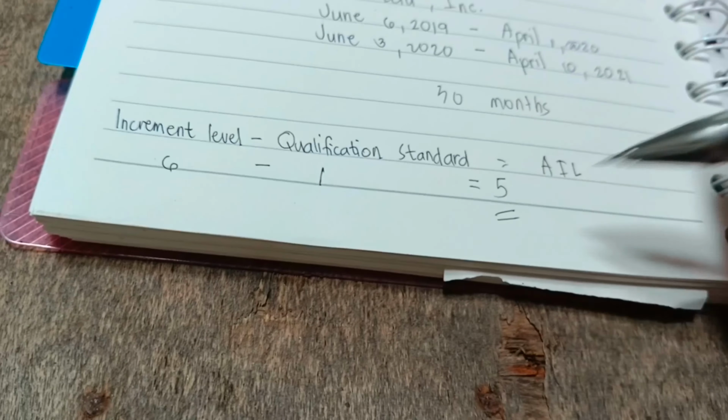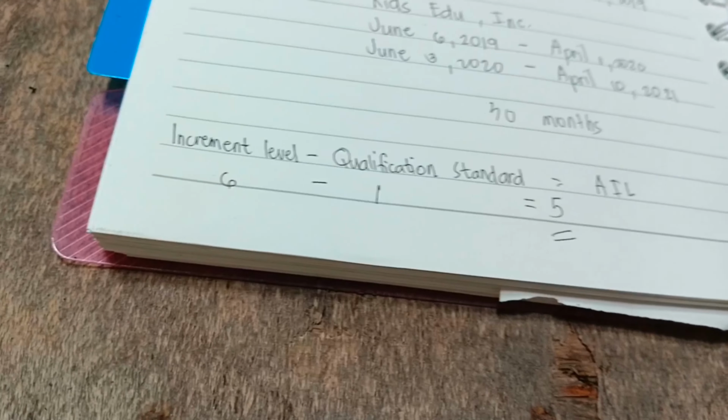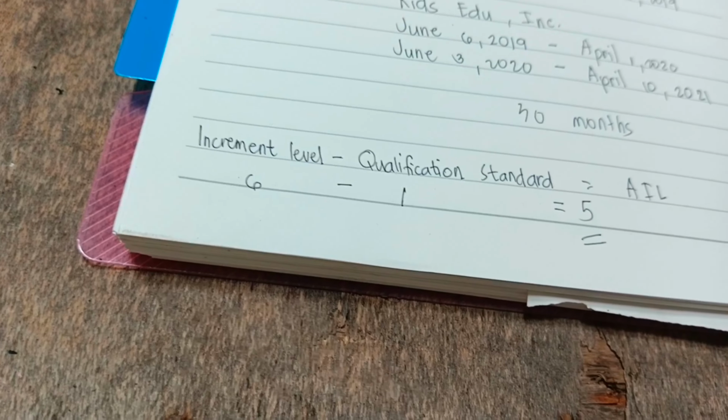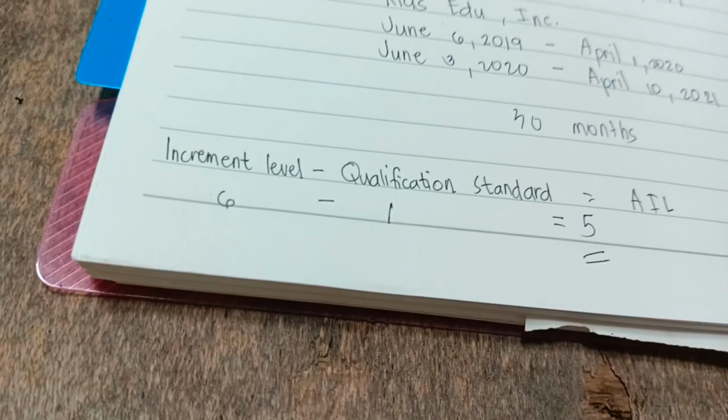And 6 minus 1 is equal to 5. Now let's go back to the weight allocation table. Let's find out what's the equivalent point for the actual increment level 5.